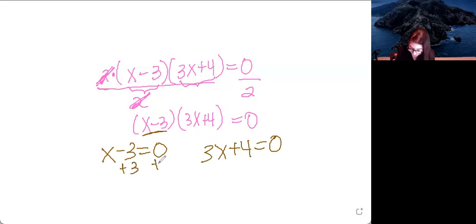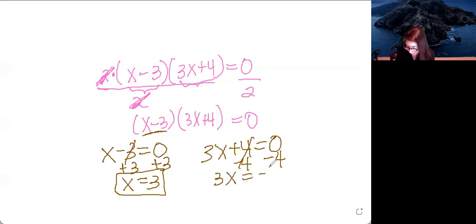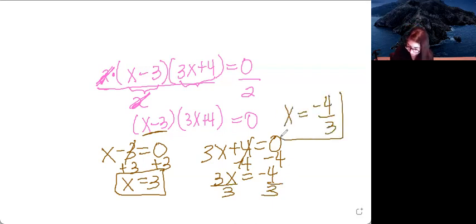So we're going to add 3, x equals 3. There's one solution. And then subtract 4, so 3x equals -4. Well, we're going to have to divide both sides by 3 to get x by itself. So x equals -4/3. There you have it. You have 2 solutions. Awesome. Let's see what else we have.